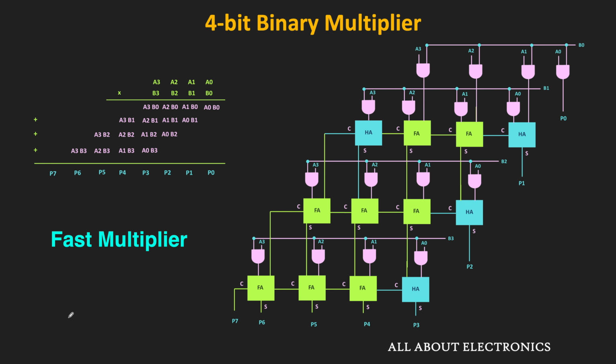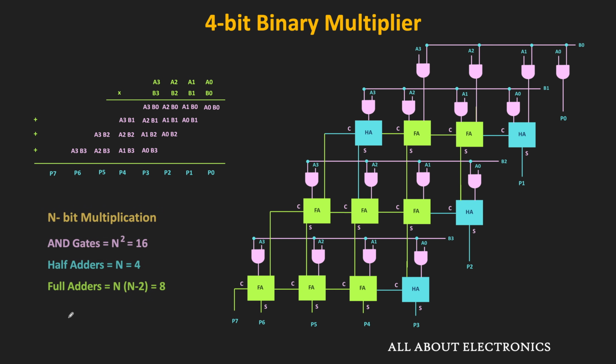But this multiplier circuit is a fast multiplier because during the multiplication, this circuit adds all the partial products simultaneously. This circuit consists of AND gates, full adders as well as half adders. So we can say that this multiplier circuit is a combinational circuit. And we have seen that in this circuit, for n bit multiplication, we require n square AND gates, n half adders and n times n minus 2 full adders.